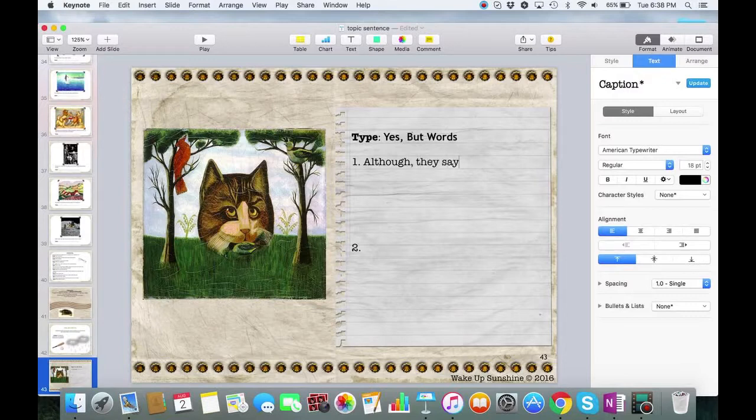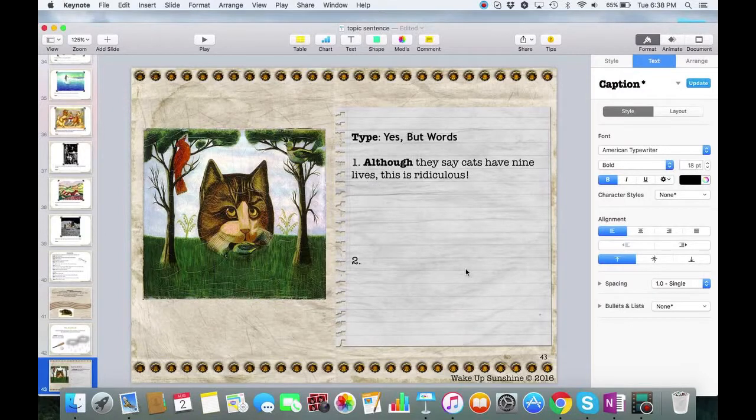Although they say cats have 9 lives, this is ridiculous. You'll notice my "yes, but" word is "although." I don't need the comma there though. We need the comma right there.